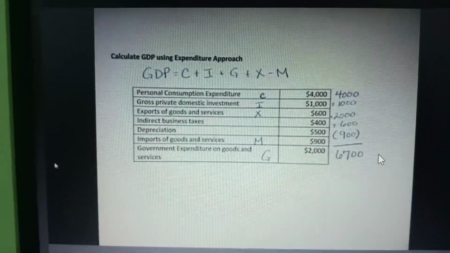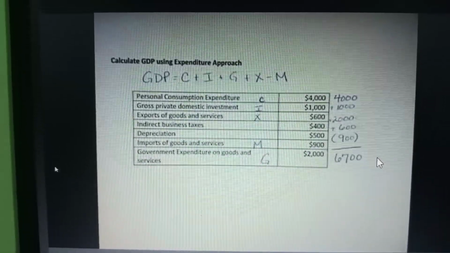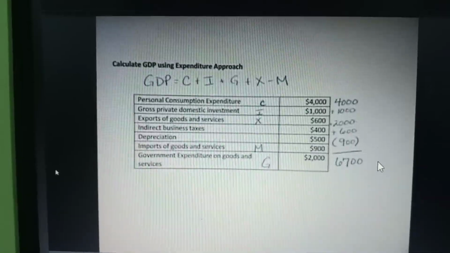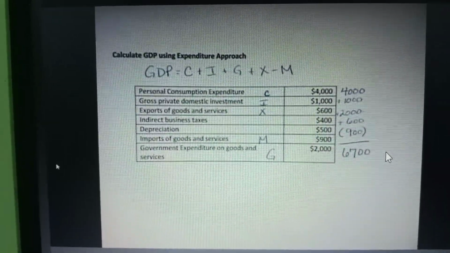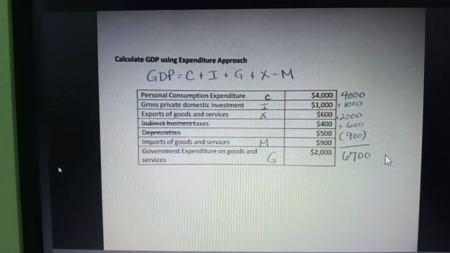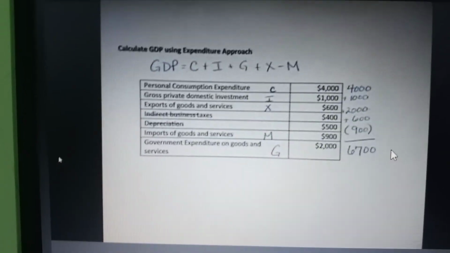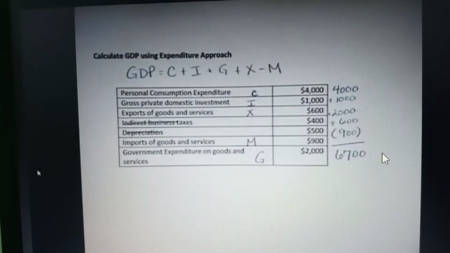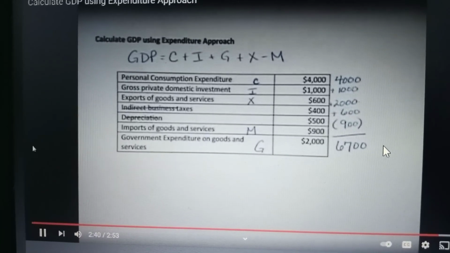But we see that there's a little bit more information in here. We've got indirect business taxes and depreciation. Now, we use those to calculate other things, but for GDP, those aren't important. Okay, so we don't use these in calculating GDP. Well, then you're probably thinking, well, why are they on there? Well, on the test, that's probably how you're going to see some other information that we don't need, and that's trying to make sure you understand what's actually involved.